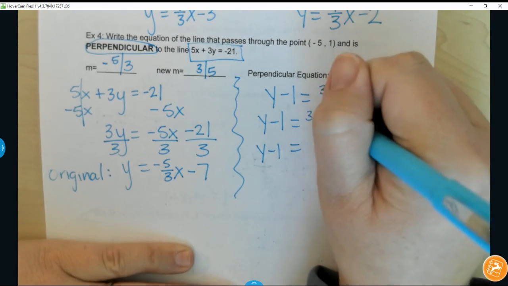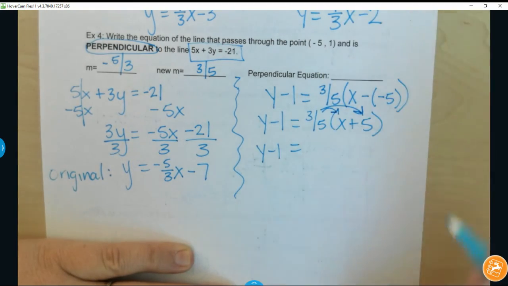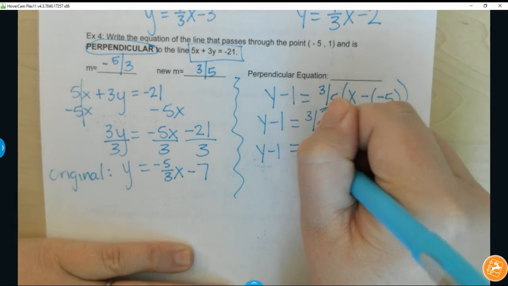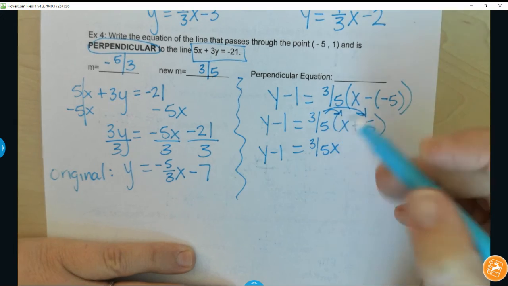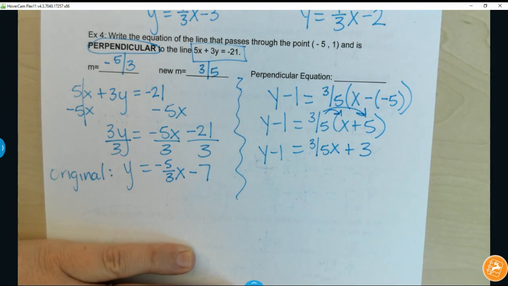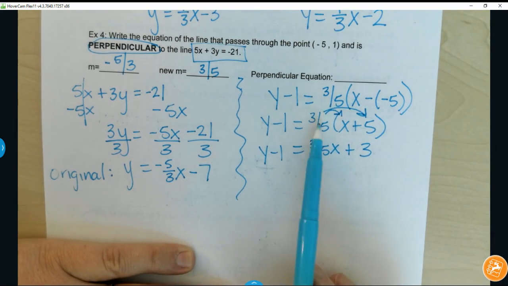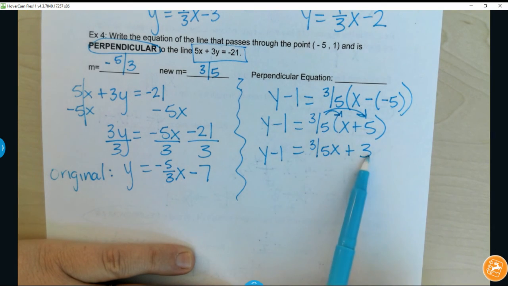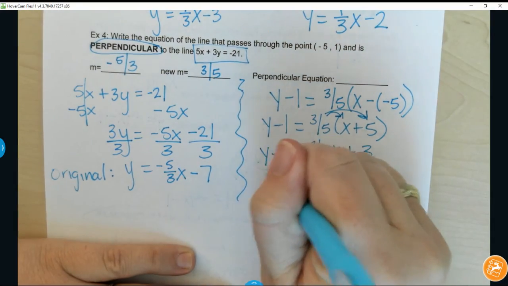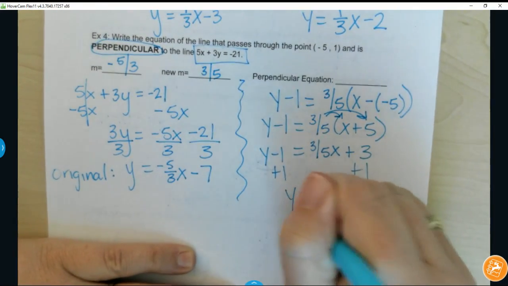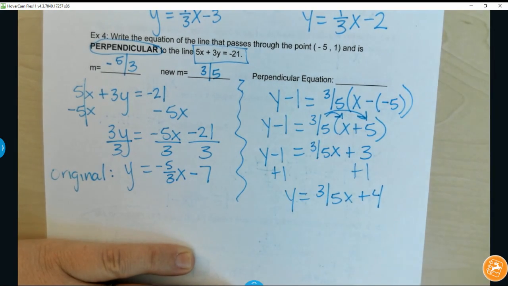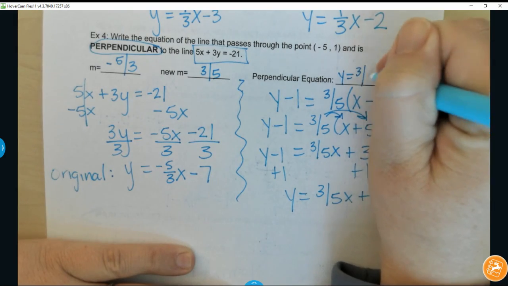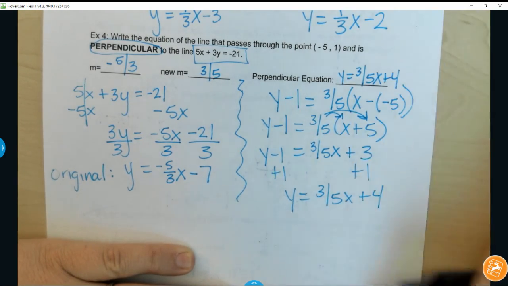Y minus 1 equals, go ahead and distribute, 3/5 x. And then 3 times 5 is 15, divided by 5 is 3, so that will be +3. Show you that one more time. 3 times 5 is 15, divided by 5 is 3. Add 1 to both sides. Y equals 3/5 x plus 4. And that's your answer.